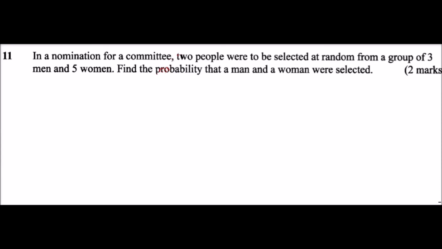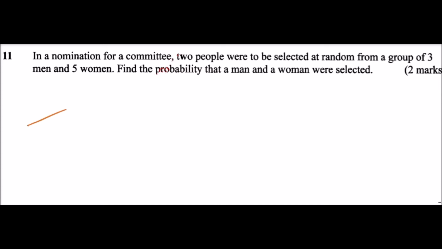In a nomination for a committee, 2 people are to be selected at random from a group of 3 men and 5 women. Find the probability that a man and a woman were selected. This is from probability, and to understand it better, you can use a tree diagram.